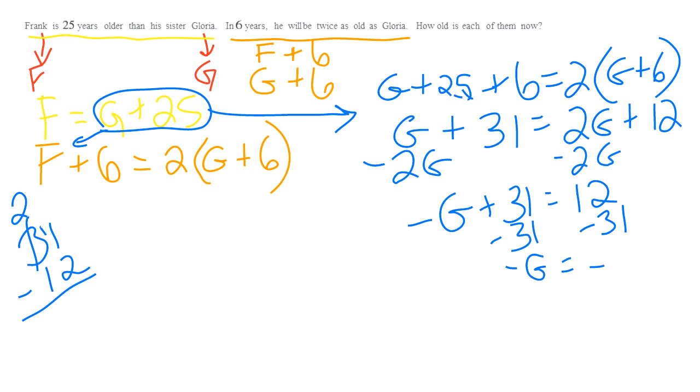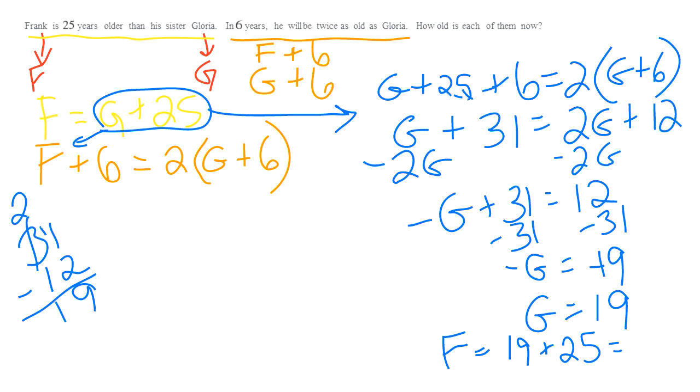2 from 11 is 9. So 19, negative 19. So divide by negative 1. So G is positive 19. So Gloria is 19. So Frank is 25 years older than that, so that's 44. Okay, so that's the end of that problem. That's how I would have done it.